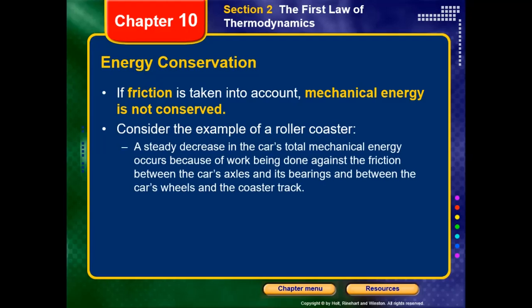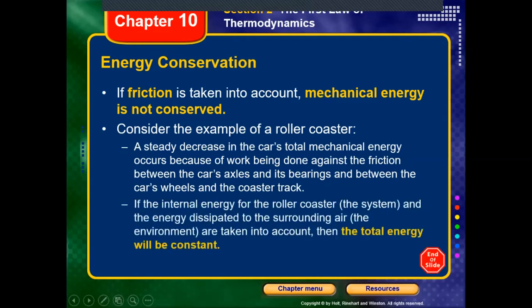The steady decrease in the car's total mechanical energy occurs because of the work being done against friction. We know that the roller coaster car has friction between its wheels and the track. This friction decreases the mechanical energy that the car has, between the car axle and its bearings and between the wheel and the coaster track.